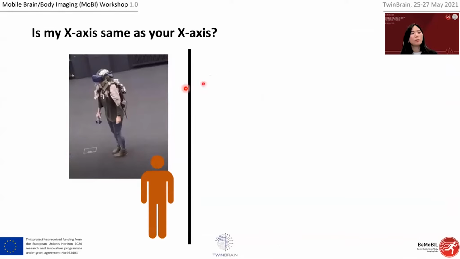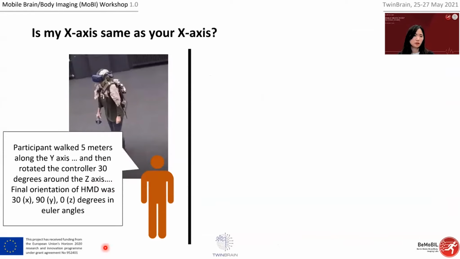This is the water maze study that Klaus was also showing in the presentation yesterday. I try to describe the setup in which I was collecting my data by saying something like this. The participant walked 5 meters along the y-axis, and then they rotated the controller 30 degrees around the z-axis. And then the final orientation of the HMD was 30 degrees around x, 90 degrees around y, and 0 degrees around the z-axis in Euler angles.